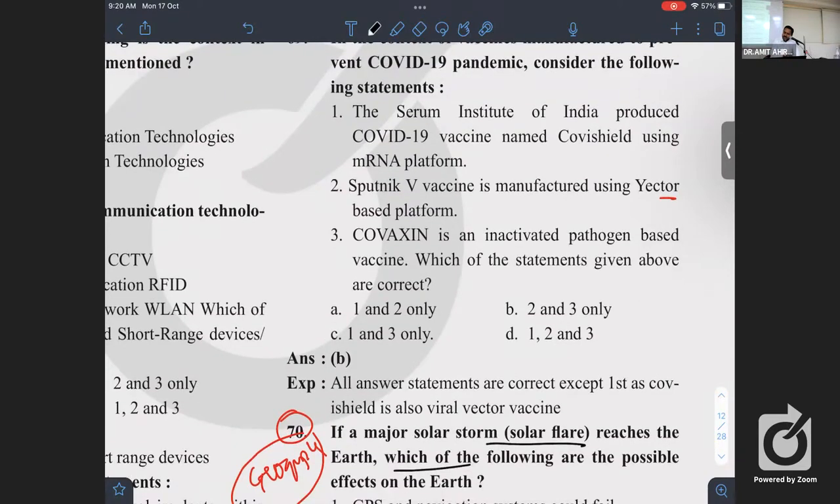Serum Institute of India produces COVID-19 vaccine named Covishield using mRNA platform. And I told the students that definitely UPSC would put this question because some people died because of mRNA vaccine. Some experts died because of this mRNA vaccine, the Pfizer company's vaccine. Understood? And the government of India decided to give Covishield vaccine. So naturally a question would arise whether Covishield vaccine is an mRNA vaccine. It is common sense, isn't it?